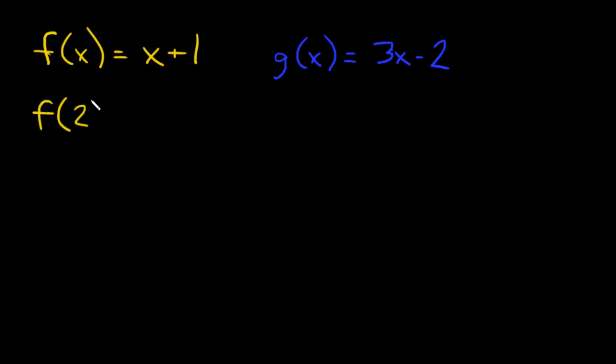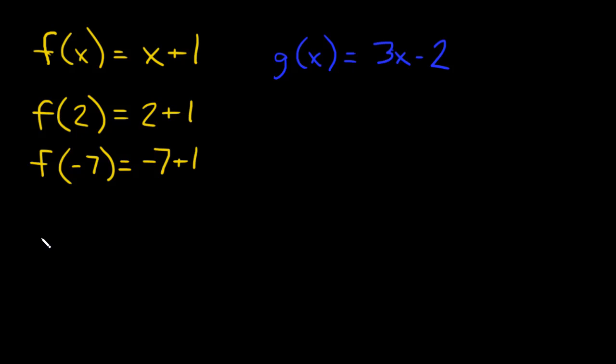Now, what would f of 2 give me? Well, f of 2 would just be 2 plus 1. F of negative 7? Well, that would just be negative 7 plus 1. What about f of g of x? Well, that's going to give me g of x plus 1.